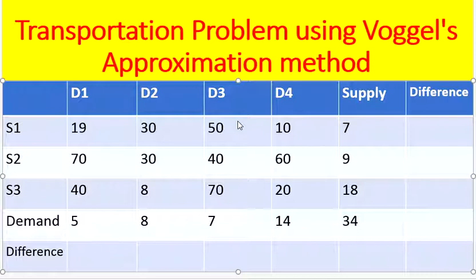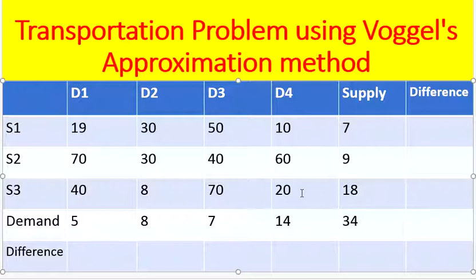Today I am talking to you about the Vogel approximation method. It is a transportation problem method, also known as the VAM method. Before that, we already talked about the northwest corner method and the least cost method.